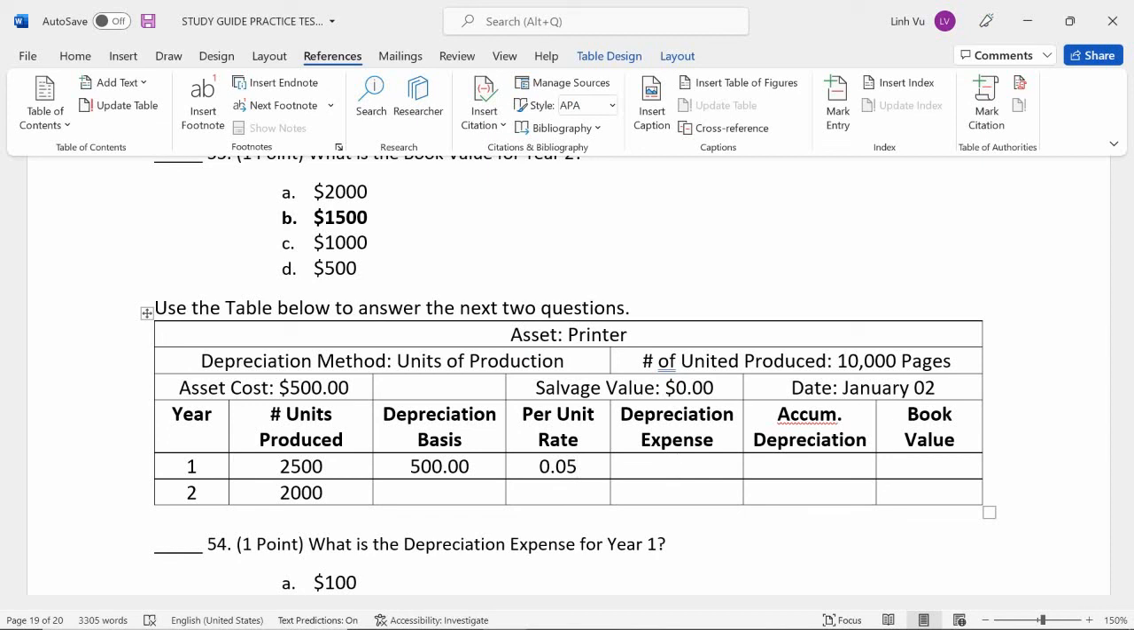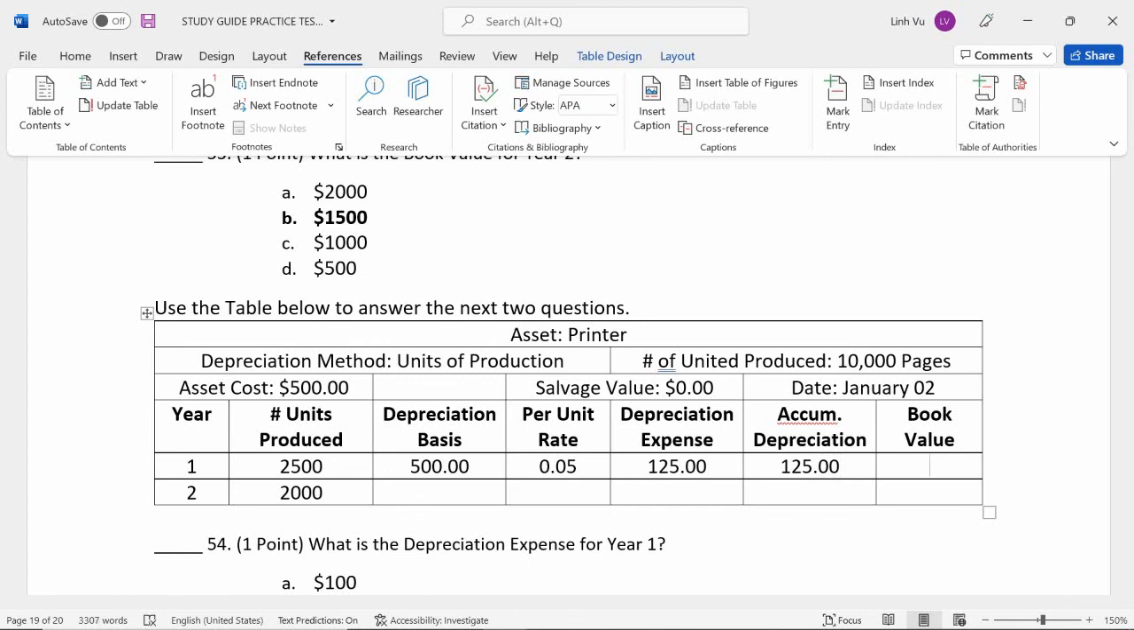So then for the first year, if I produced 2,500 pages, what's my depreciation expense going to be? 125. 2,500 times 5 cents. Good. That's going to be 125.